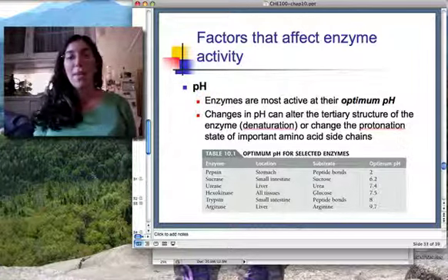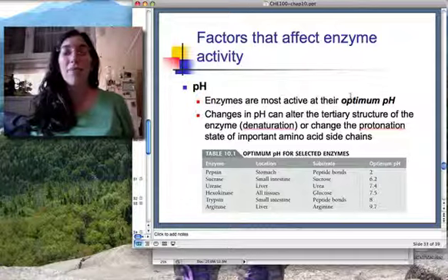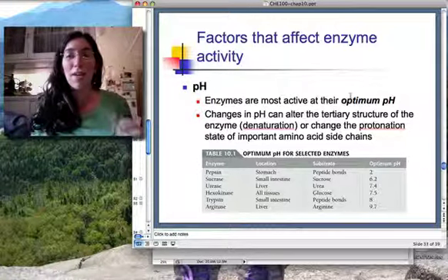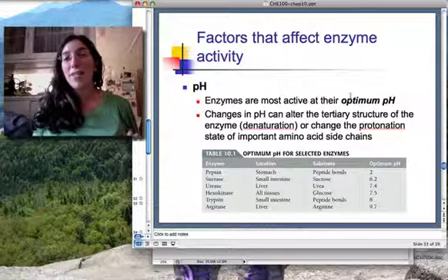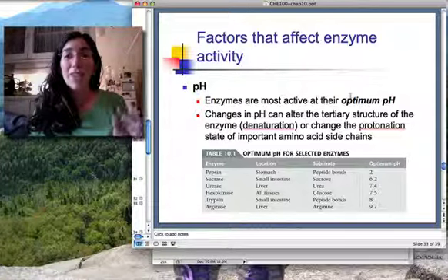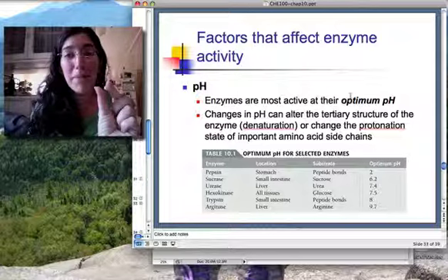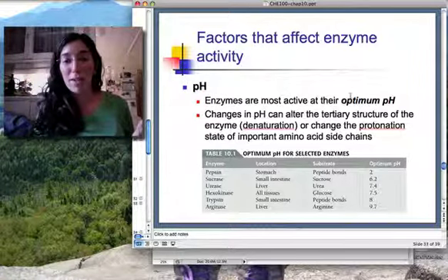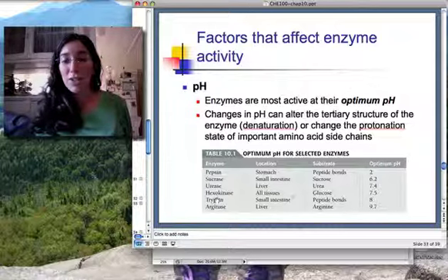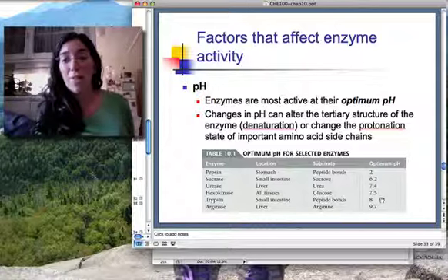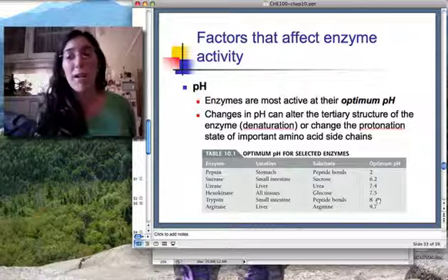So the thing about pH is it's not like a trend. With substrate concentration, as the substrate concentration goes up, the enzyme activity goes up. With pH, it's not like as the pH goes up or down, the activity goes up or down. With pH, there's an optimum pH, and anything above that or below that, it's not going to function very well. So if you put trypsin in an environment that's pH of 12, it's not going to work very well. If you put it in an environment with a pH of 4, it's not going to work very well.